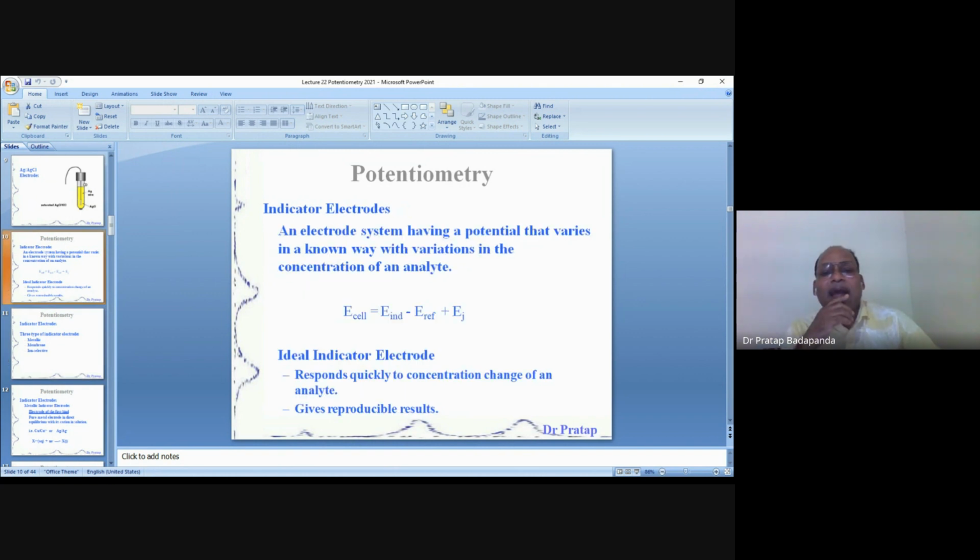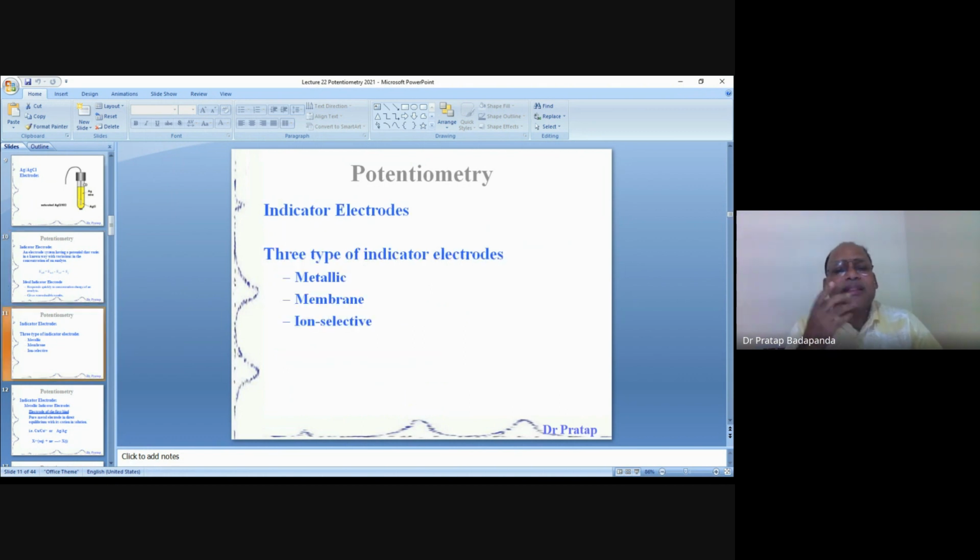Okay. Then the ideal indicator electrode. What are the properties of an ideal indicator electrode? It responds quickly to concentration change of an analyte. It gives reproducible results. So these are the behaviors of indicator electrodes. Then indicator electrodes may be of three types. One is metallic, second is membrane, third is ion selective.